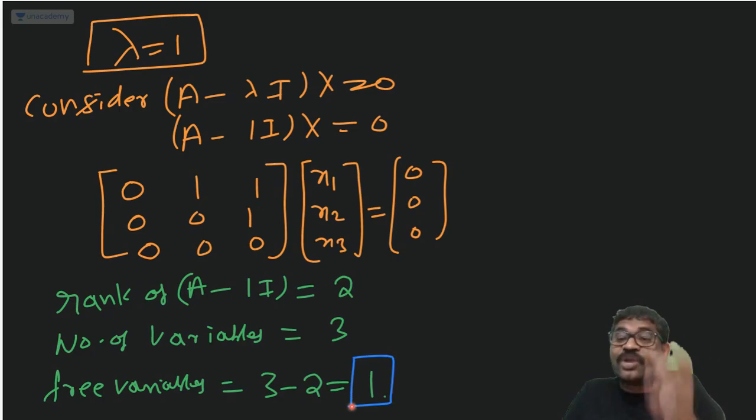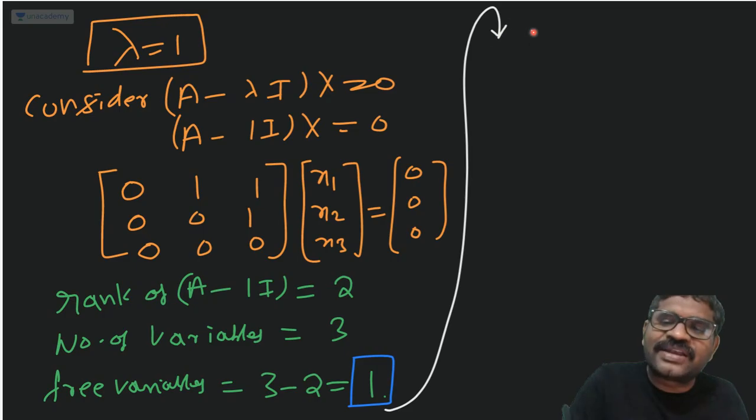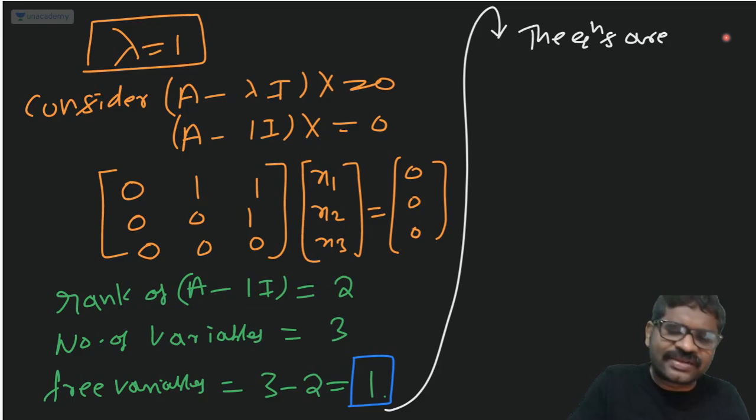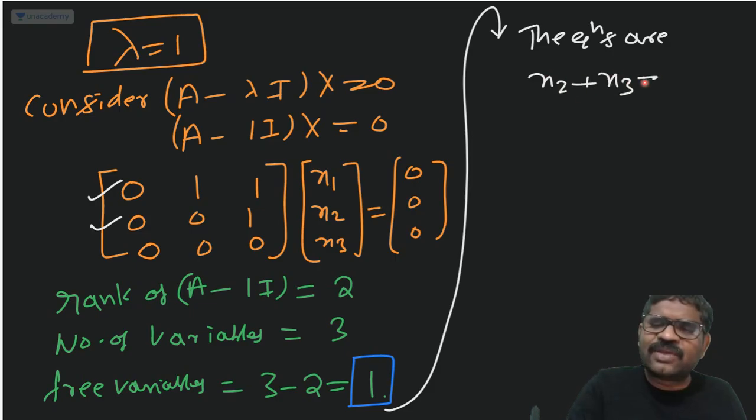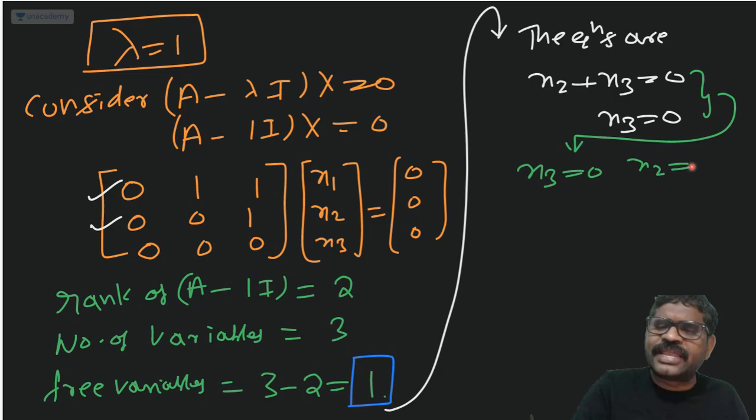Sir, why one and only one? I am explaining now. Write the equations, using the first row and second row. x2 plus x3 equal to 0, x3 equal to 0. By solving these two equations, you are going to get x3 equal to 0 and x2 equal to 0.